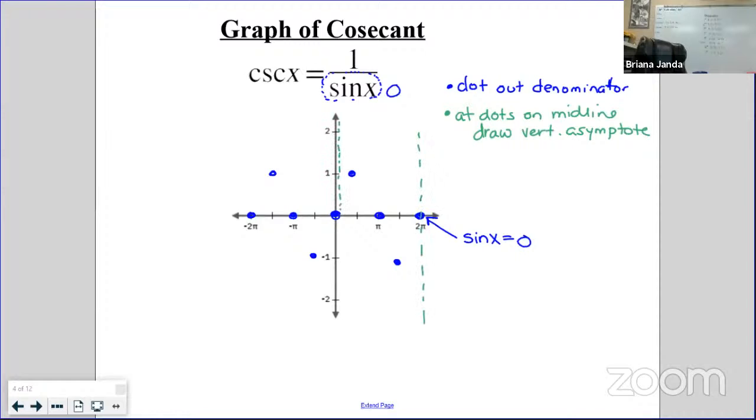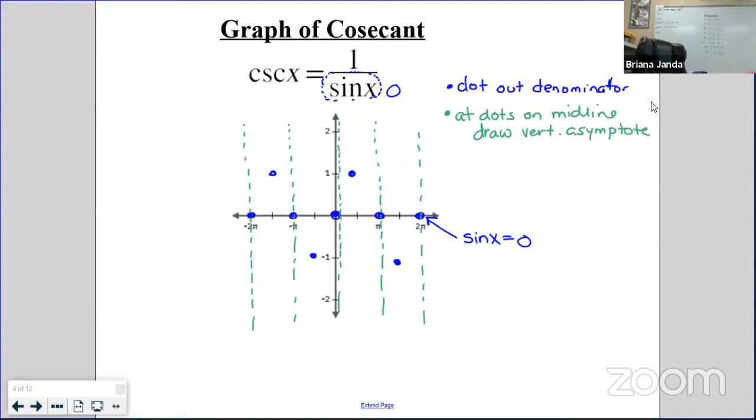Every time sine is 0, cosecant is undefined, and in a picture, what undefined looks like is a vertical asymptote. We don't have a cosecant value there. Okay.